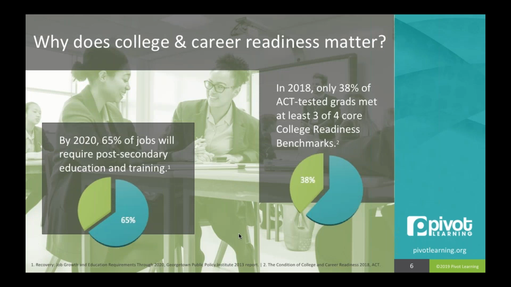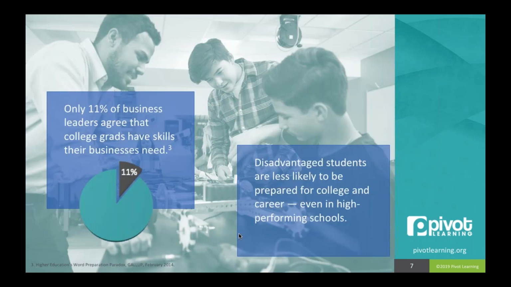All right, great. Thanks, Emily. So next slide. All right, so why the focus on college and career readiness? Well, by 2020, as you can see by the slide, 65% of the jobs will require post-secondary education and training. Yet in 2018, only 30% of ACT tested grads met at least 3 or 4 core college readiness benchmarks. Next slide. And only 11% of business leaders agree that college grads have the skills their business need, and disadvantaged students are less likely to be prepared for college and career, even in high-performing schools.